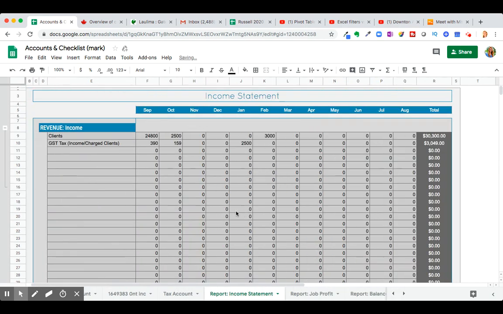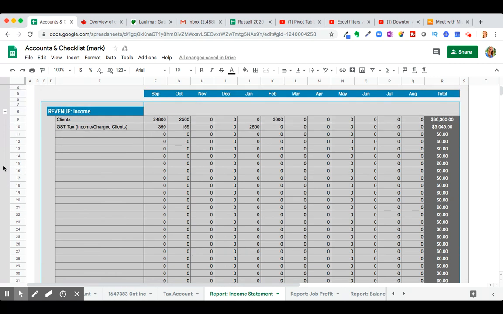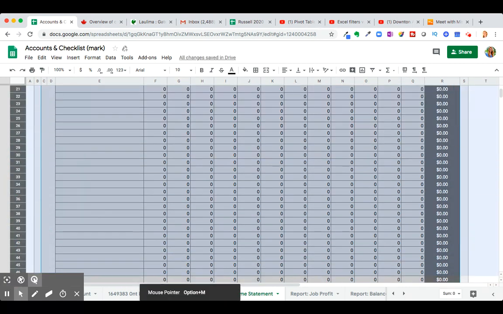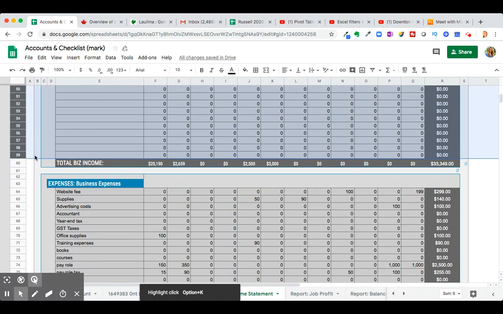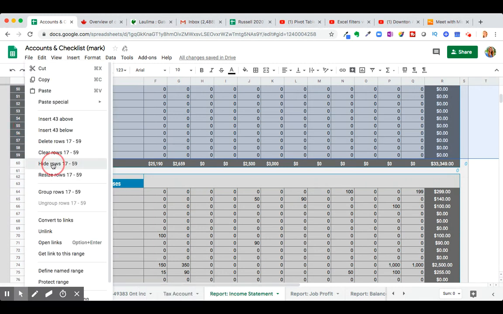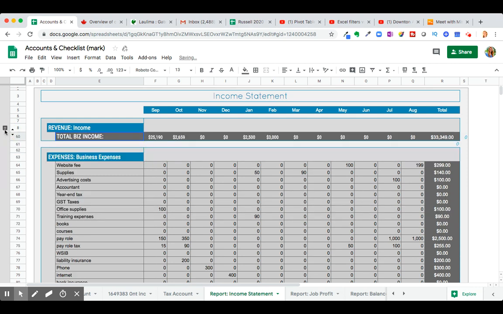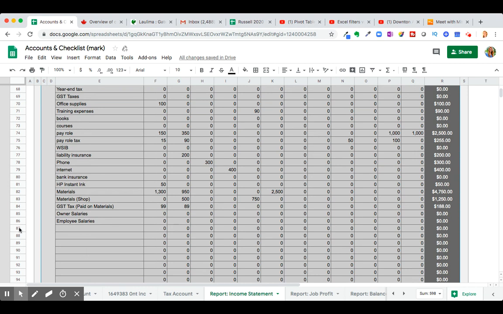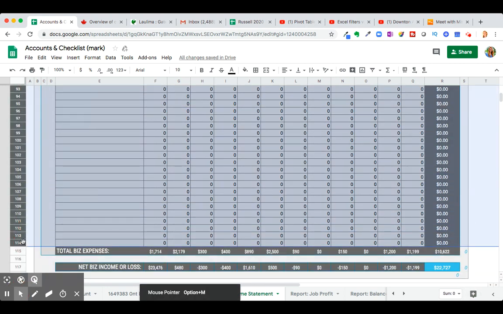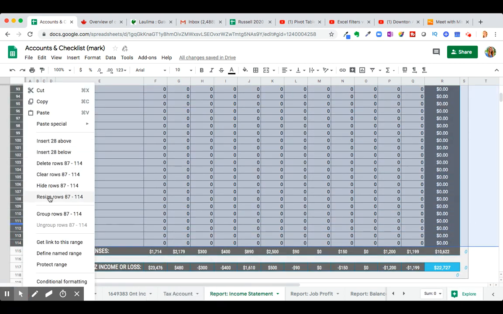The income statement is all good, populating. It's the same thing, so I'll just hide some of these. And I'm going to try and change those so that the zeros don't show as well. That should be simple. But this is the income statement by month.